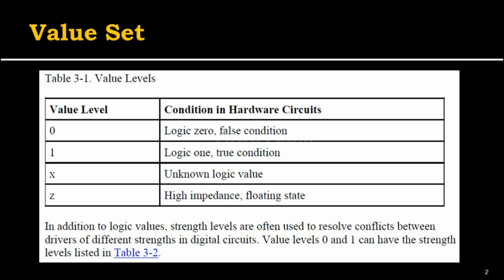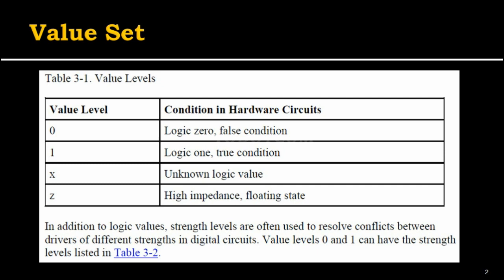Before that, what are data types? Data types are mainly used to declare something. In C programming, integer is one of the data types. By using integer, we can declare variables that store integer values. In the same way, here in Verilog, many data types are there. We will see them one by one. Here, the first one is the value set.